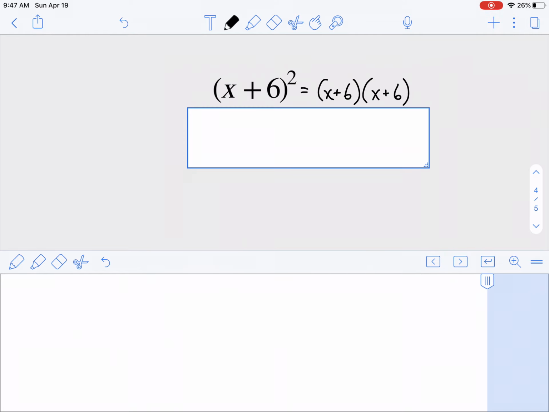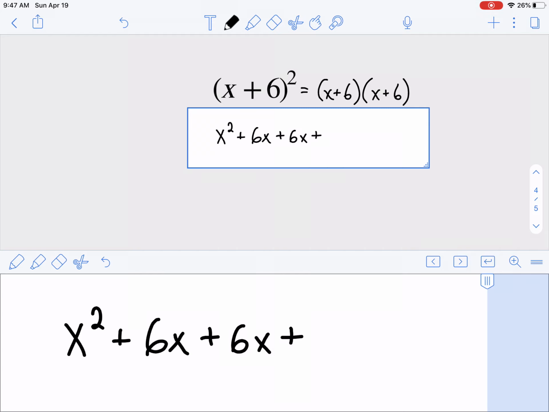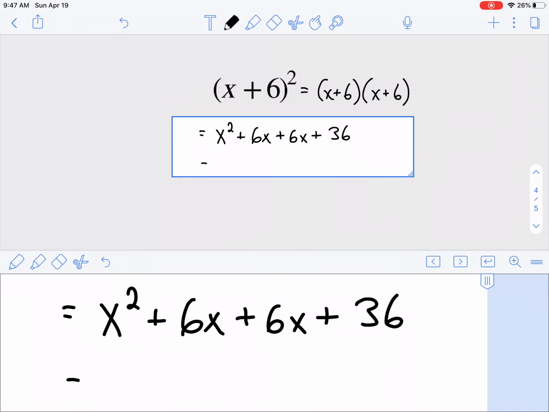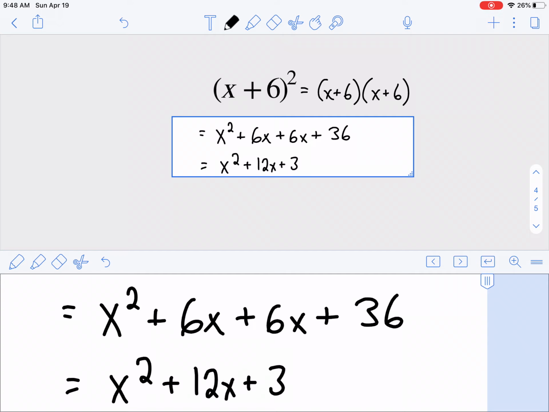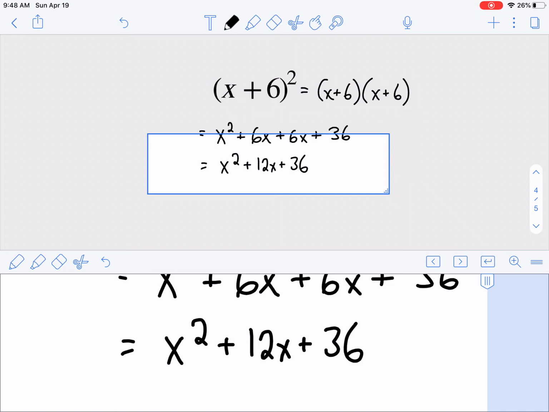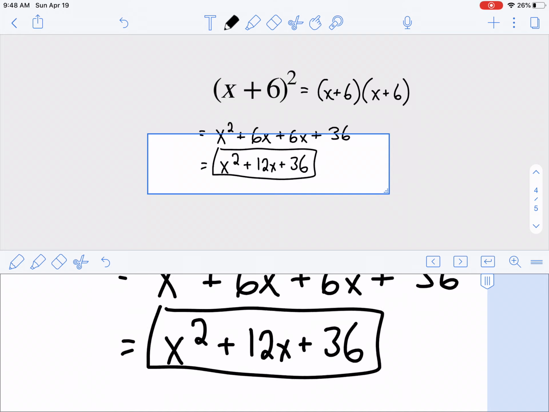And so I take x times x, which is x squared, and then I take 6 times x, which is 6x, and then I take 6 times x again, which is 6x, and then I take 6 times 6, which is 36, and then combine like terms to get 12x in the middle plus 36 on the end. Okay, so again, remember to use the distributive property. You don't just distribute the squared in and make it x squared plus 36, because then you're forgetting the middle term of 12x, and you don't want that.